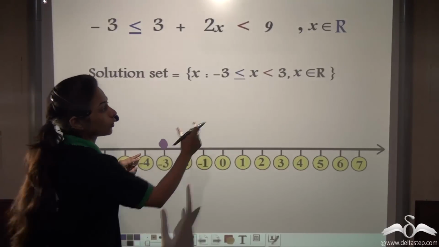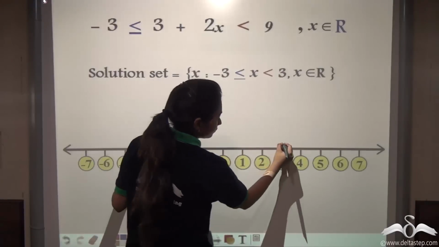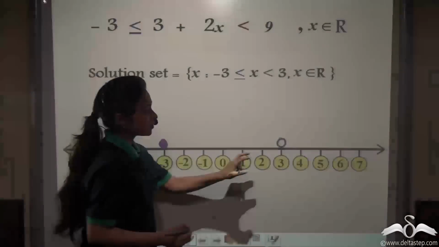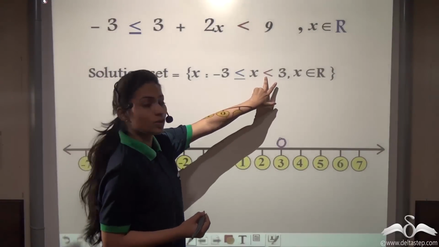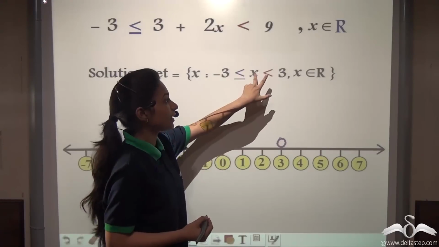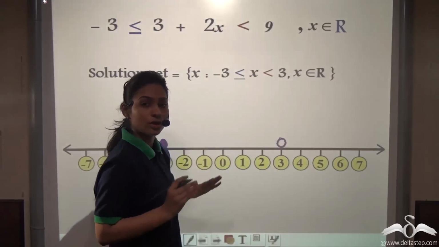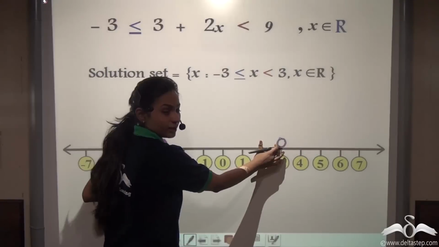So what will we do? Locate 3 here. So will this be an empty circle or a filled circle? Here you can see no equal to sign. It is clear that x is less than 3. There is no dispute about it. So we will not fill this up.